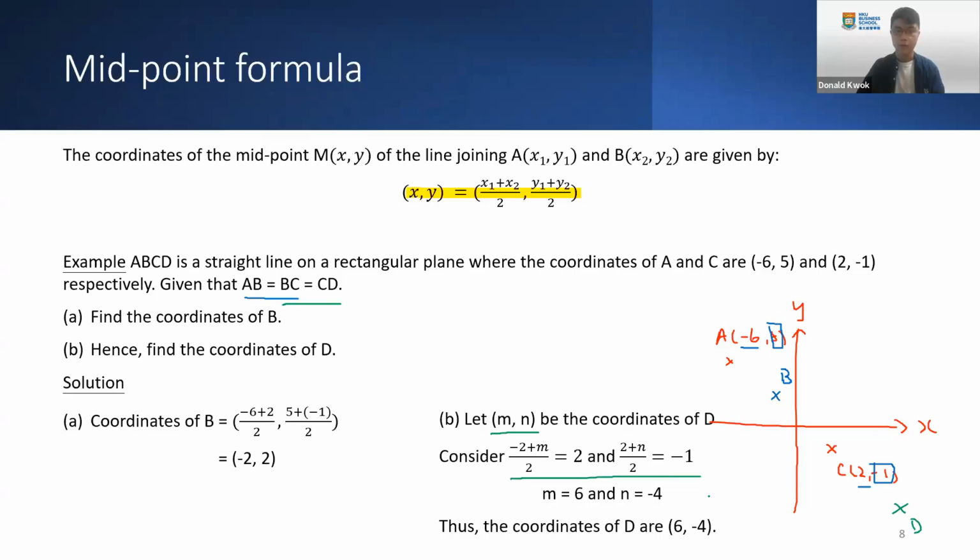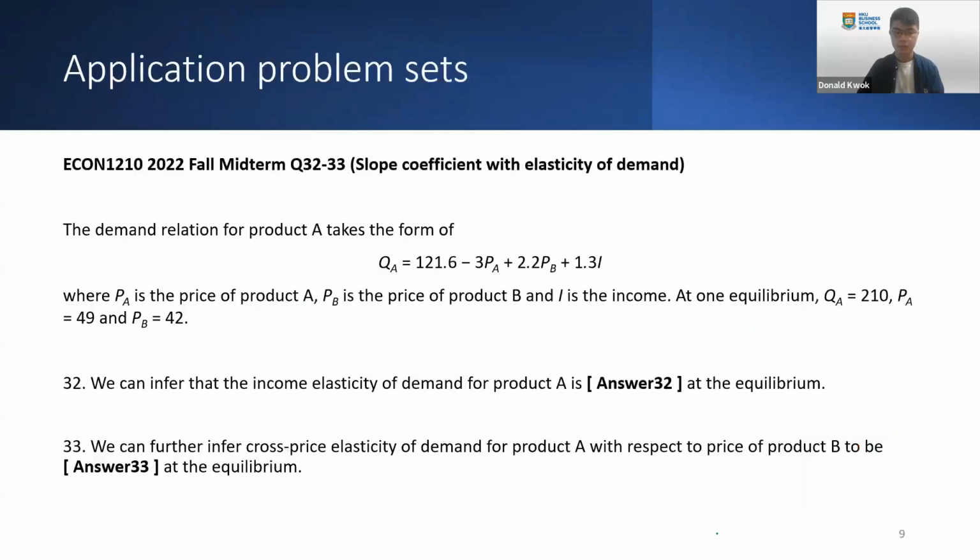So this is how we can make use of the midpoint formula. And that's all for what I'd like to review. Let's move on to the application problem sets. The first one will be calculating the elasticity of demand using a slope coefficient. For this question, we have the demand function given directly here. And for question 32, we are required to find the income elasticity of demand for product A.